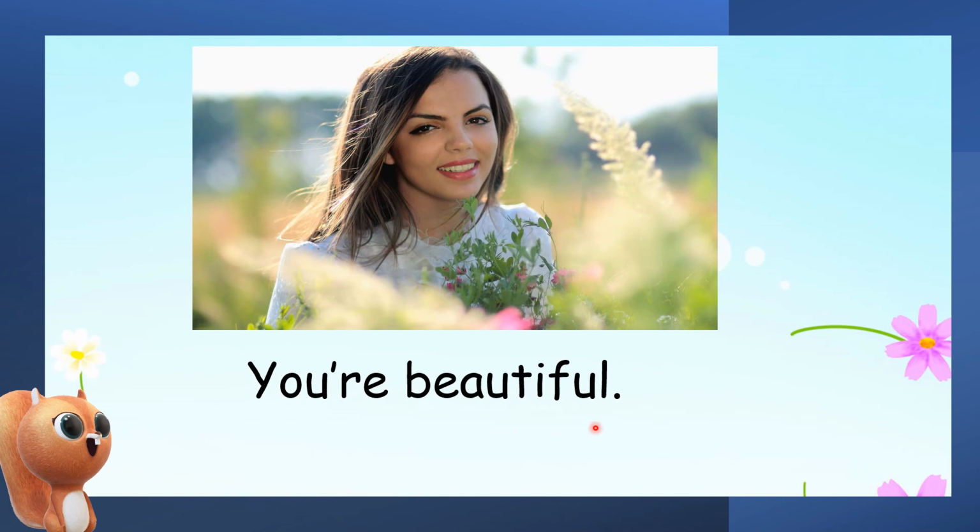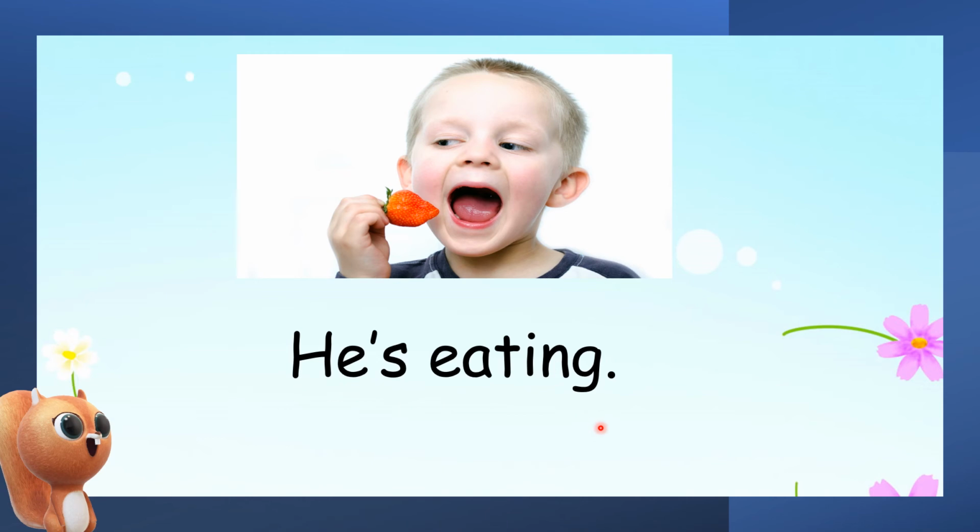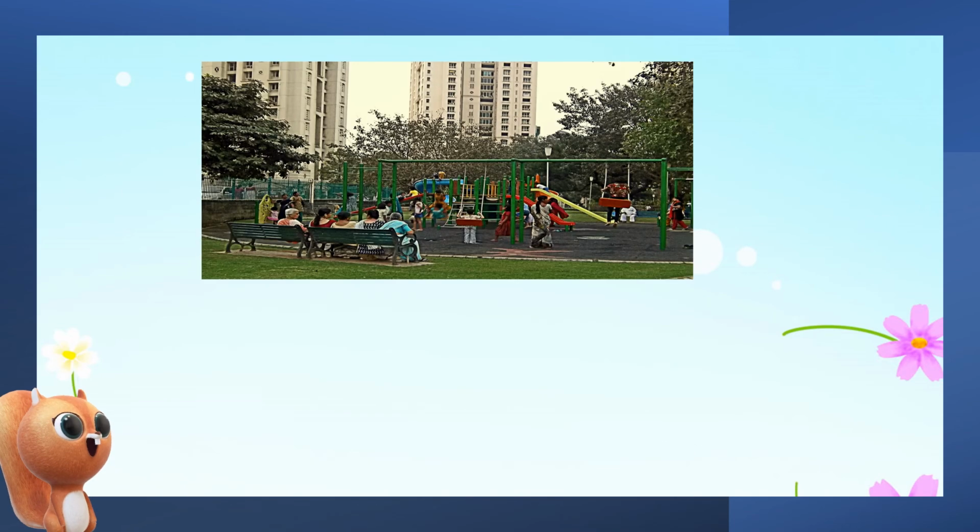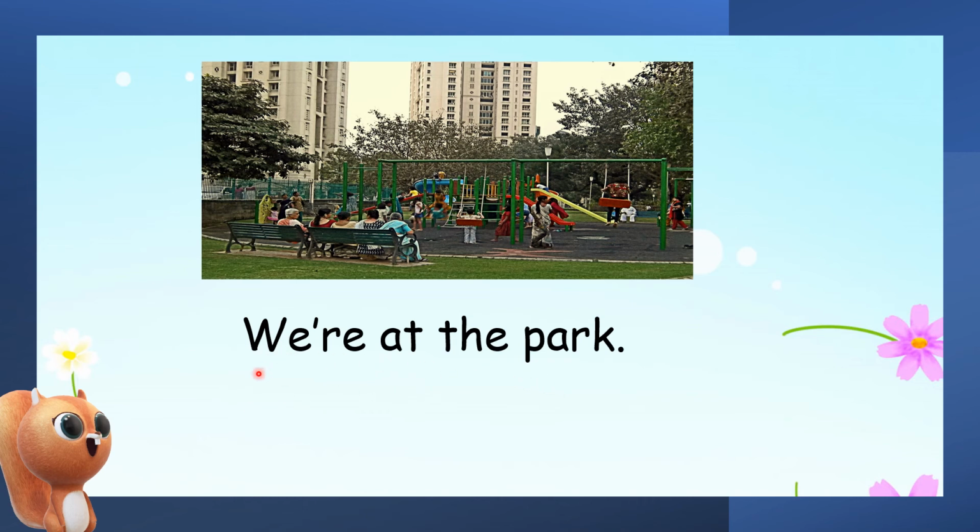You're beautiful. Isn't she beautiful? Yes, she is. And over here you can see we have one word. You're beautiful. Let's look at some other examples. He's eating. I has been replaced by the apostrophe. We are at the park. We're at the park. Instead of we are at the park, we have we're at the park. We have the one word instead of two words.